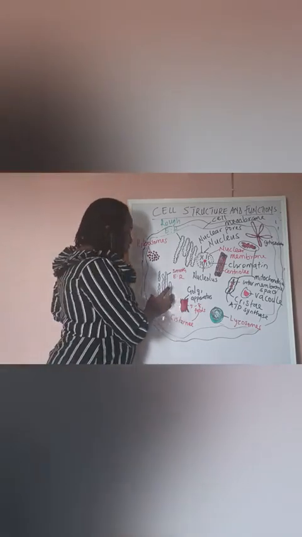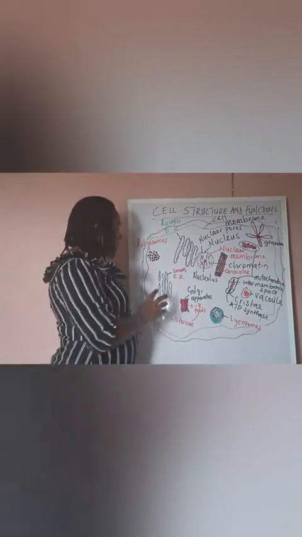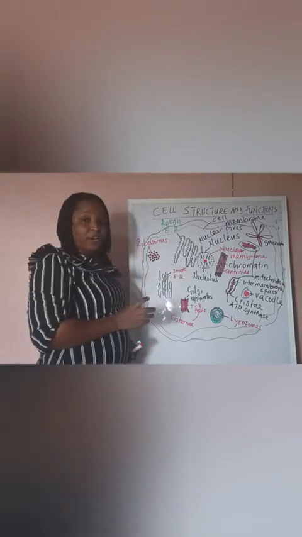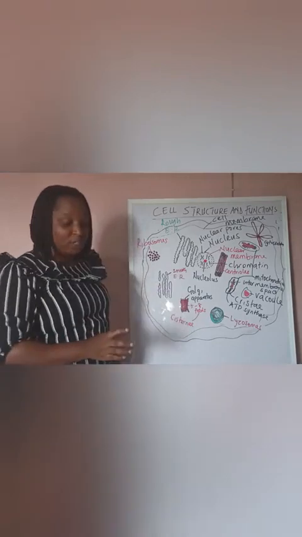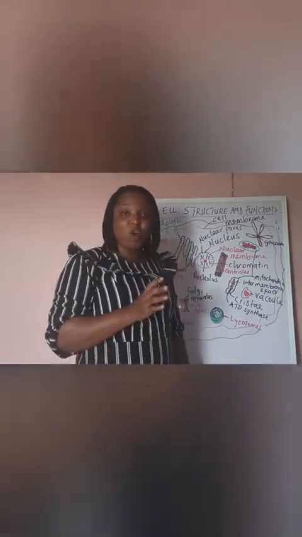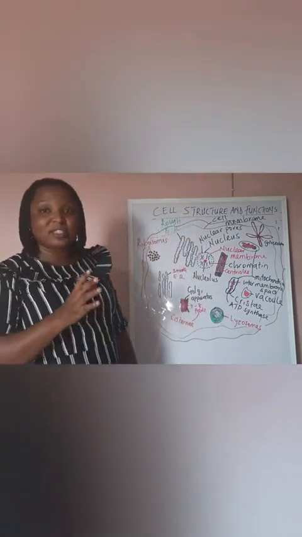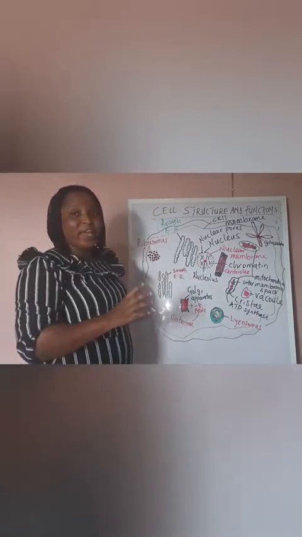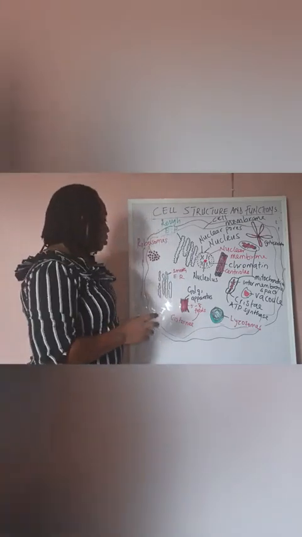So why this smooth endoplasmic reticulum? This smooth endoplasmic reticulum does not have any relationship with ribosomes, but it contains important enzymes that are responsible for the synthesis of phospholipids, lipids and steroids in the body, and also it plays an important role in the metabolism of drugs and toxins.